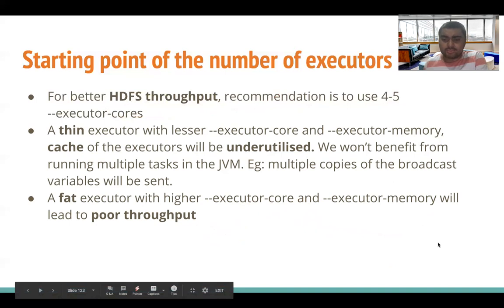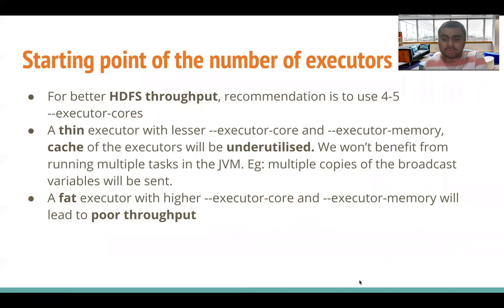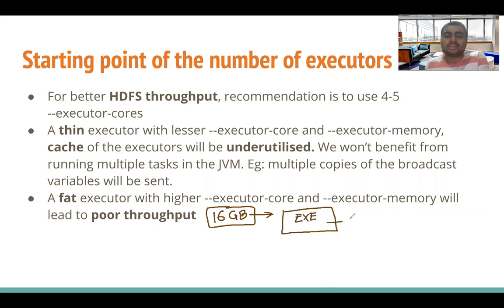When I say fat executor and thin executor, what do I mean? Let's say you have a machine which has got 16 GB of RAM, and this is the 16 GB of RAM controlled by Yarn Node Manager. What you can do is give all the 16 GB of RAM to run only one Spark executor on that machine. And that executor can run, say, 8 tasks or 8 executor cores.